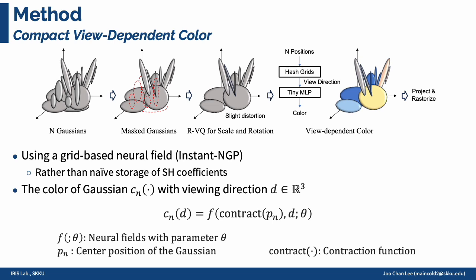The resulting feature and the view direction are fed into the MLP to represent view-dependent color. Now, we have a reduced number of Gaussians with compact attributes, which are used to render images. The entire model is trained end-to-end based on the rendering loss.